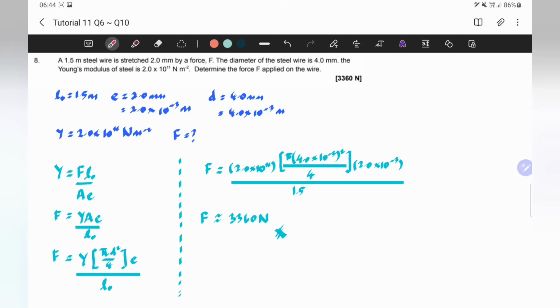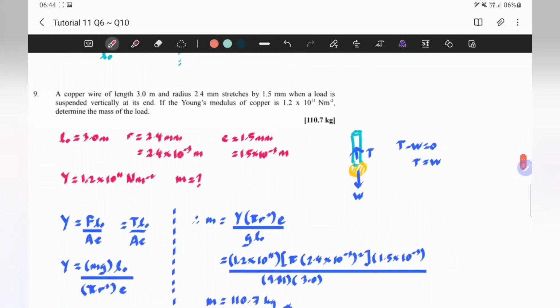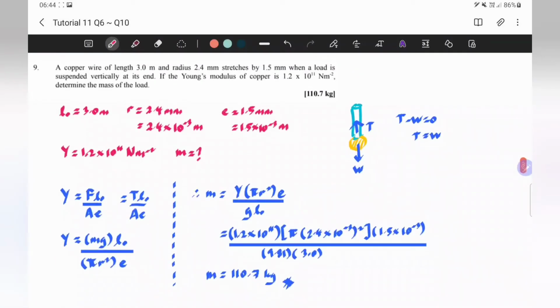Okay, so it's quite easy, isn't it? We just use the equation directly. Next question, which is number 9. What do we have now?